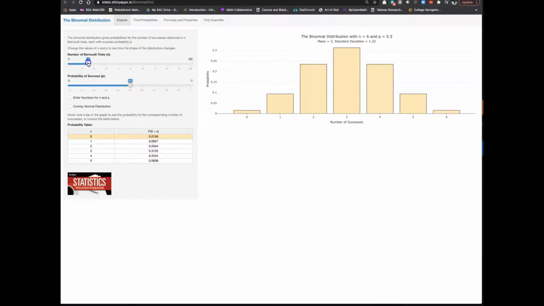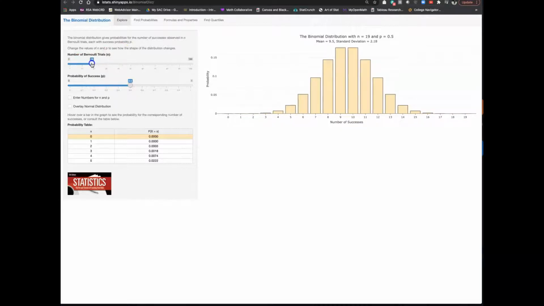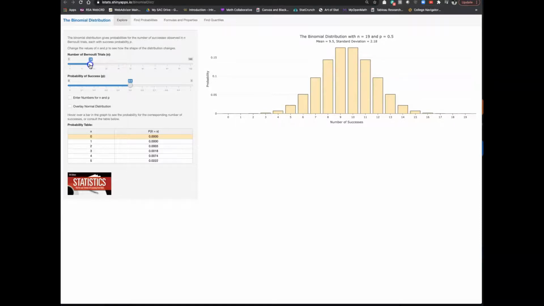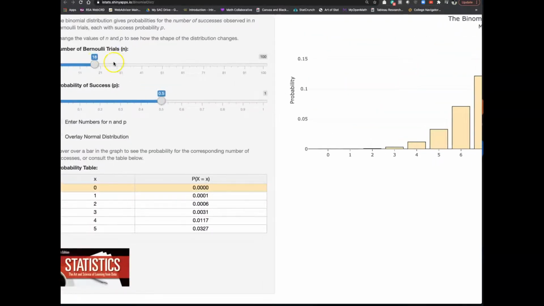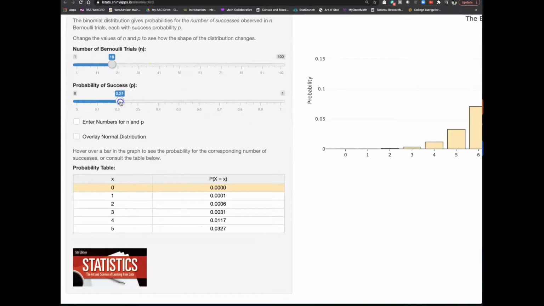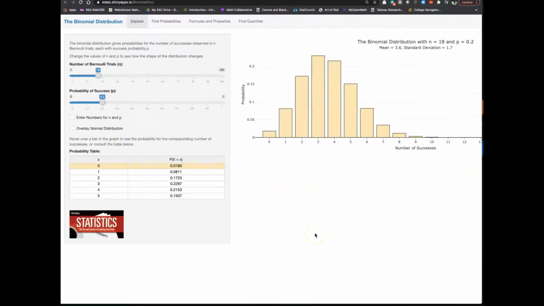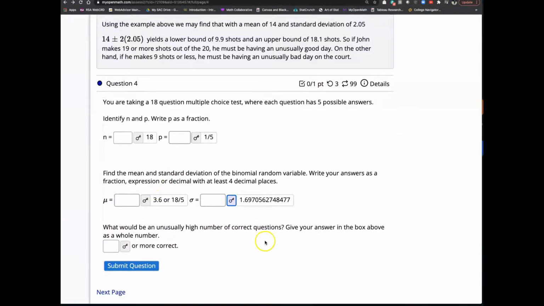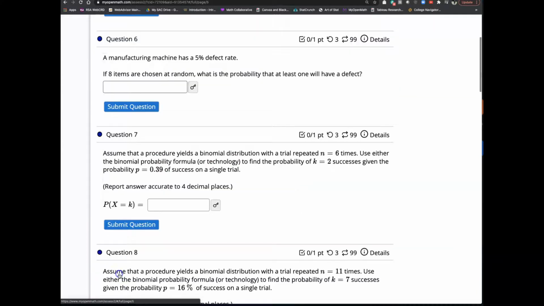Now, to find the mean and standard deviation, you would have to use the Explore button here. You see there's 18, and your probability of success was 0.20. Again, you see the probability table here. So you can explore with those answers, and you can answer them here also. Then you can see the mean and standard deviation, 3.6 and 1.7, which is what we have here.